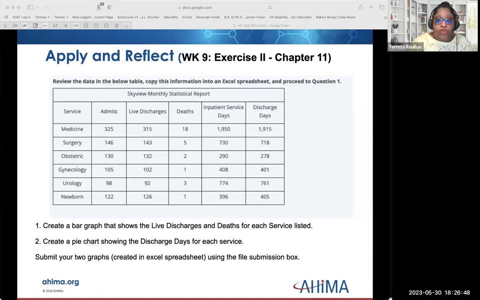However, you will be creating a bar graph and a pie chart from the information provided in the apply and reflection. What you're going to do is make sure that you submit both graphs in the submission box for credit. Okay, and it tells you exactly what you are graphing. For the bar graph, you're going to use live discharges and deaths for each service listed. And then the second one is creating a pie chart showing the discharge days for each service.